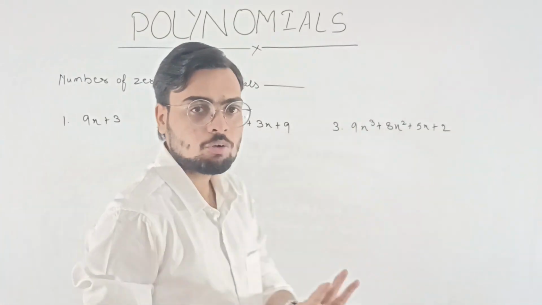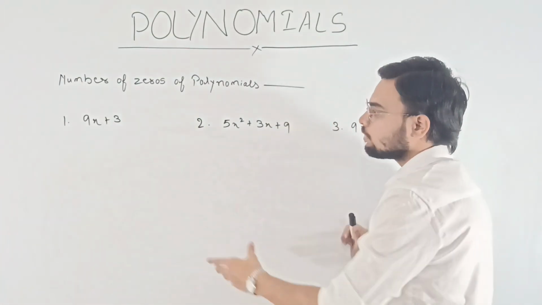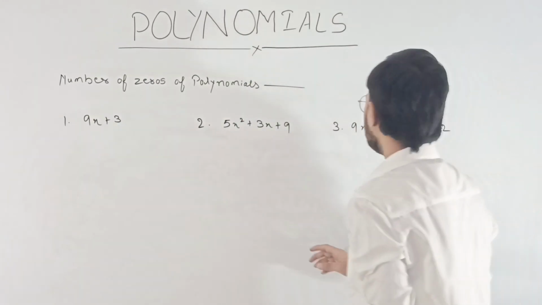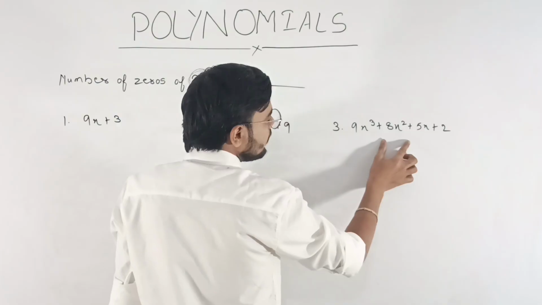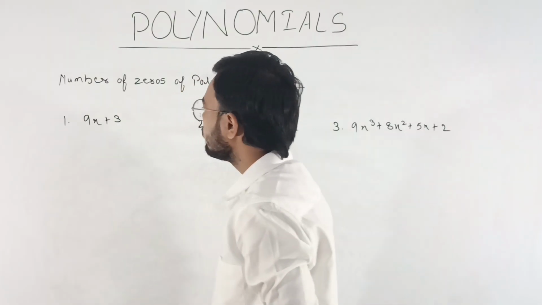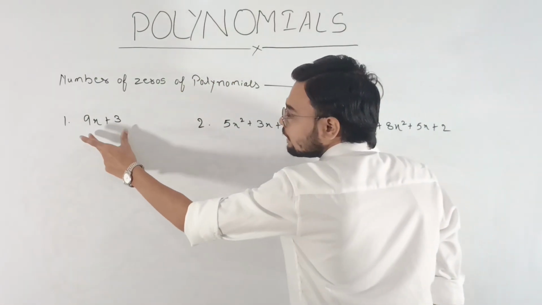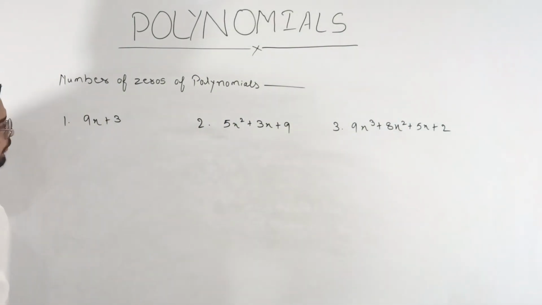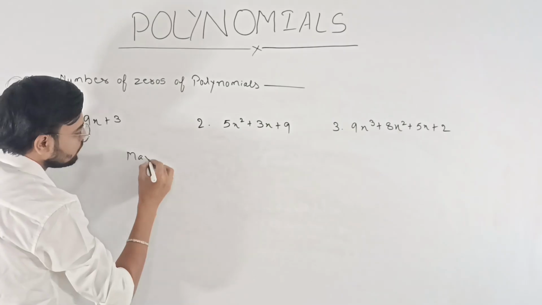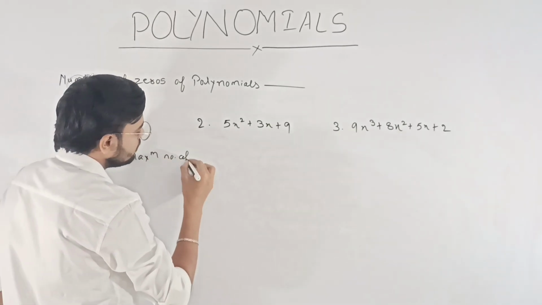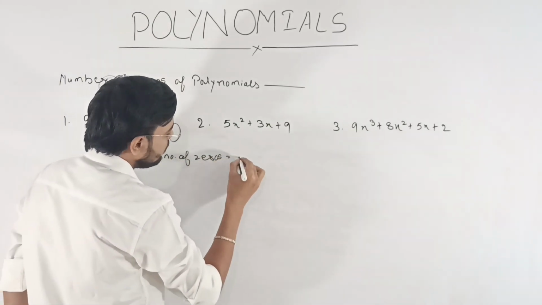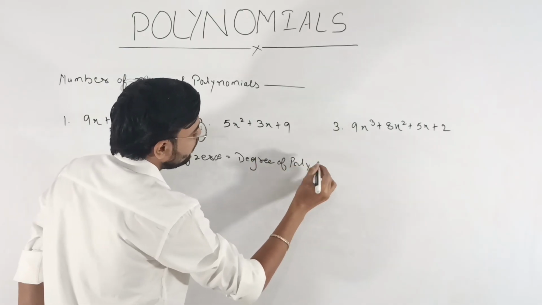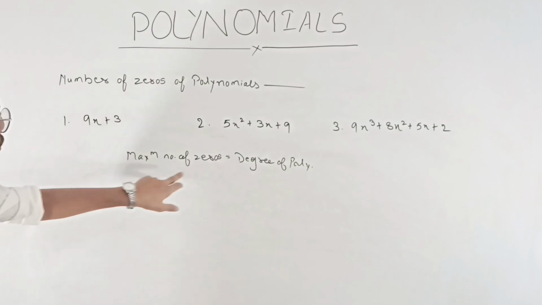Now let us see how many zeros a polynomial has. Now look, we have one polynomial 9x plus 3, second is 5x square plus 3x plus 9, and last polynomial 9x cube plus 8x square plus x plus 2. Now we have to find how many zeros each polynomial has. For finding how many zeros, there is a concept. What is the concept? Maximum number of zeros is equal to the degree of the polynomial.